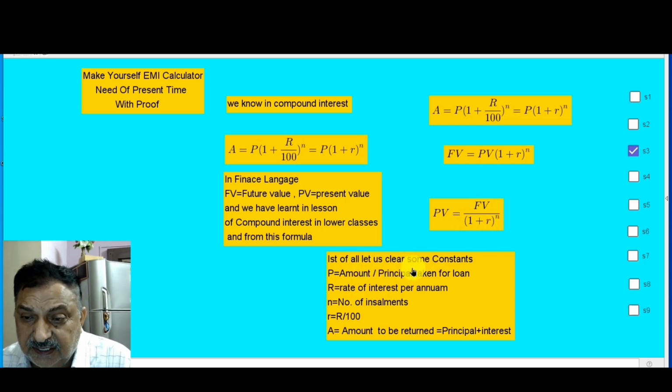First of all, let us clear some constants. P means principal amount taken for loan, capital R means rate of interest per annum, small n means number of installments, small r is equal to capital R over 100, A means amount to be returned, which is equal to principal plus interest. From these, we will learn the value of EMI.